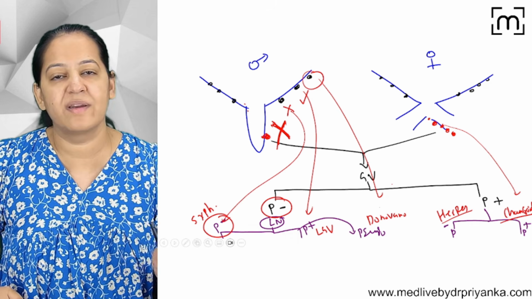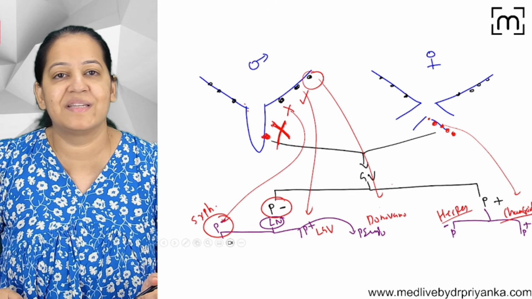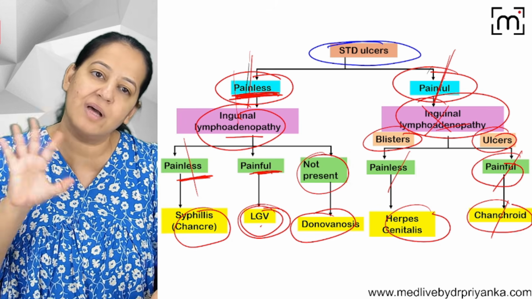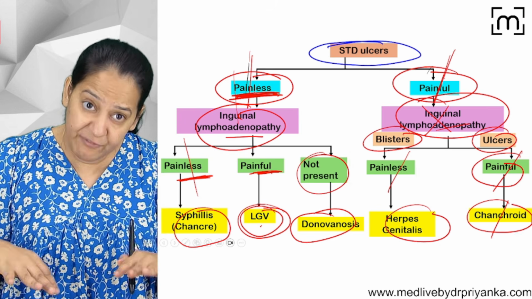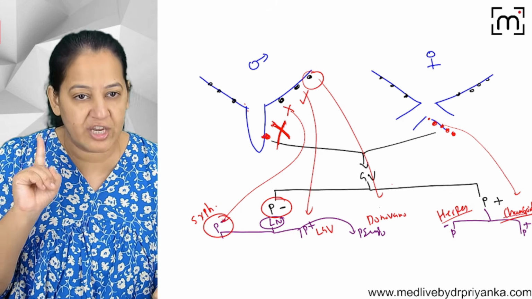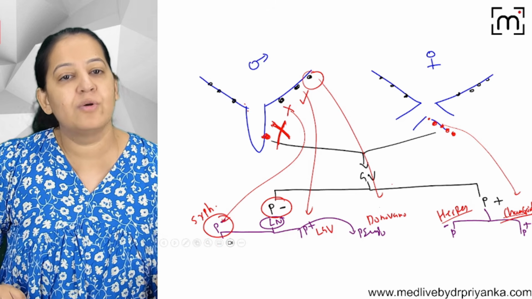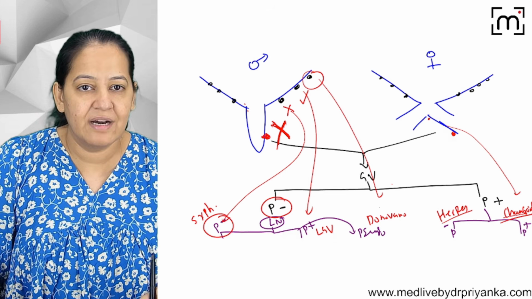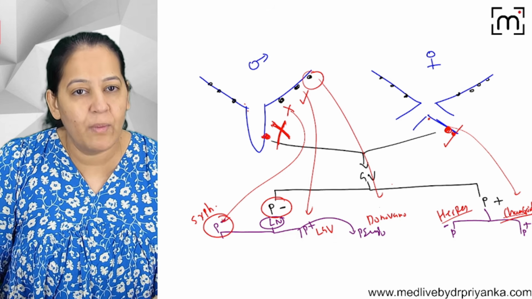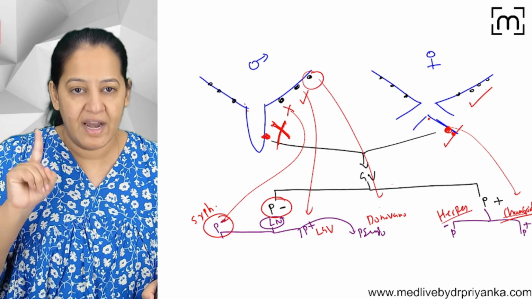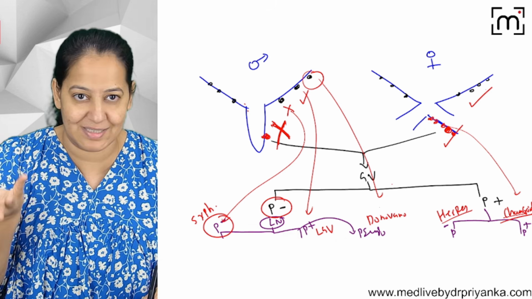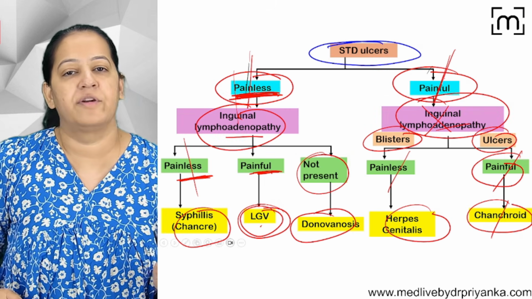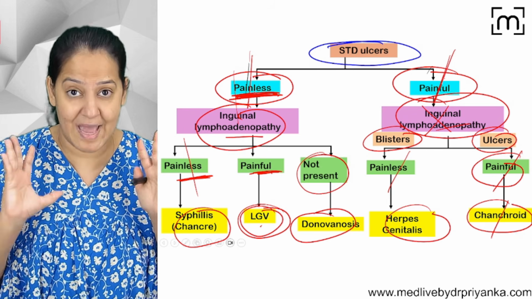I will discuss all these organisms in detail one by one, but this is the approach you should understand. Although inguinal lymphadenopathy is not required, based on the ulcer or blister only you can differentiate. But still, in chancroid, the inguinal lymphadenopathy is also painful. The person has pain in the ulcer as well as the inguinal lymph node. It's chancroid. And in herpes, the patient has multiple blisters, not ulcers, and painless inguinal lymphadenopathy. That's herpes. I hope you got it completely. So this is the master chart. This is the approach to STD.